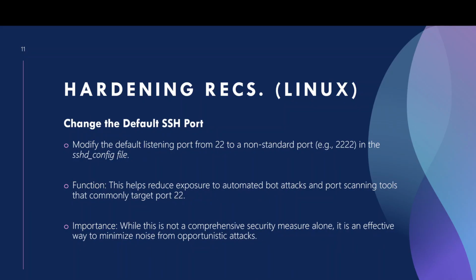Our third and final hardening recommendation on Linux servers, changing the default SSH port. Modify the default listening port from 22 to a non-standard port, for example, 2222, in the SSHD config file. The primary function of this is going to help reduce exposure to automated bot attacks and port scanning tools that commonly target port 22. The importance of this: while this is not a comprehensive security measure alone, it is definitely an effective way to minimize noise from opportunistic attacks.